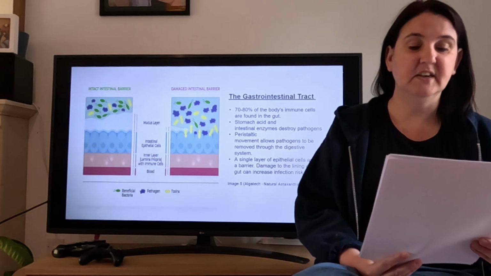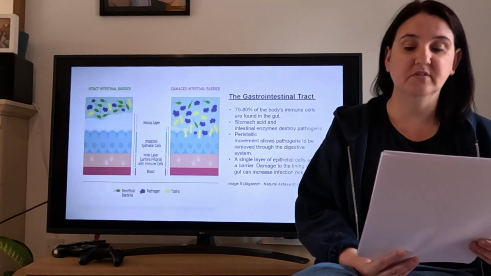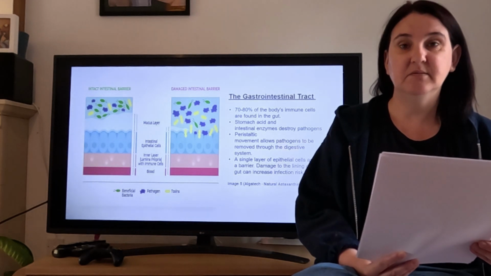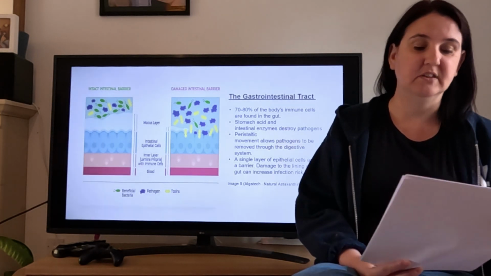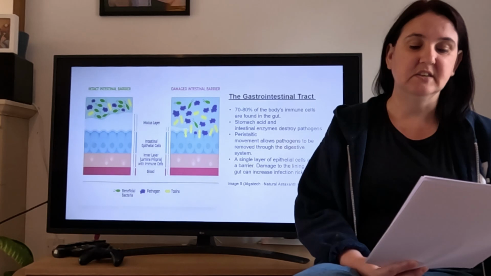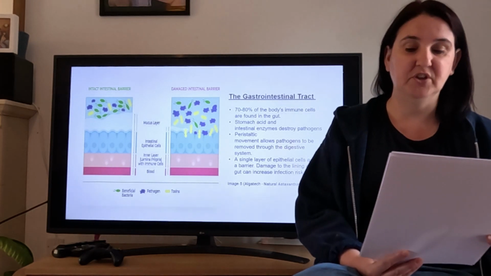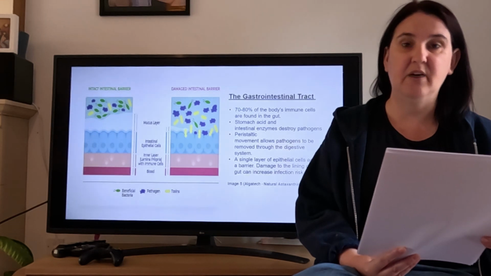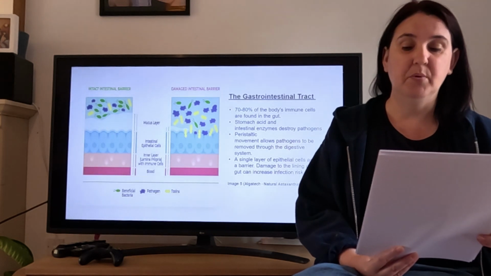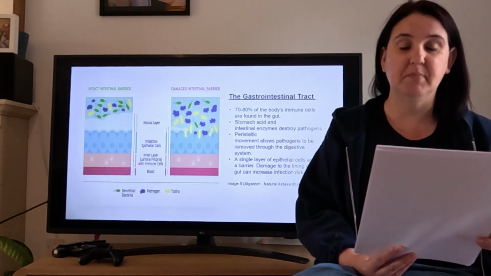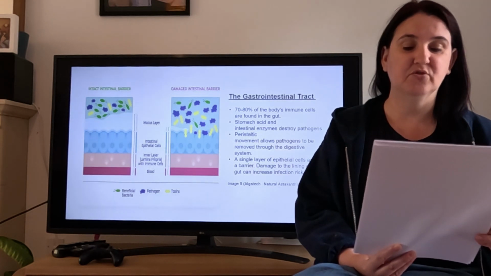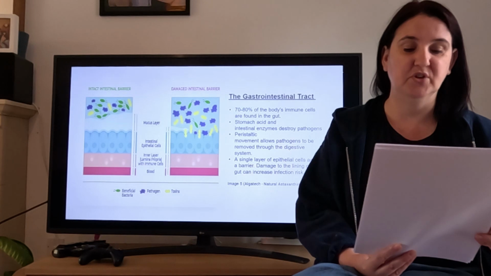The gastrointestinal tract is one of the most important areas of the body in regards to immunity, with 70 to 80% of the body's immune cells found in the gut. Stomach acid and intestinal enzymes destroy pathogens. A single layer of semi-permeable epithelial cells allow the body to uptake nutrients but provide a barrier to disease-causing pathogens. The peristaltic movement through the digestive tract helps to remove potential infections from the body.